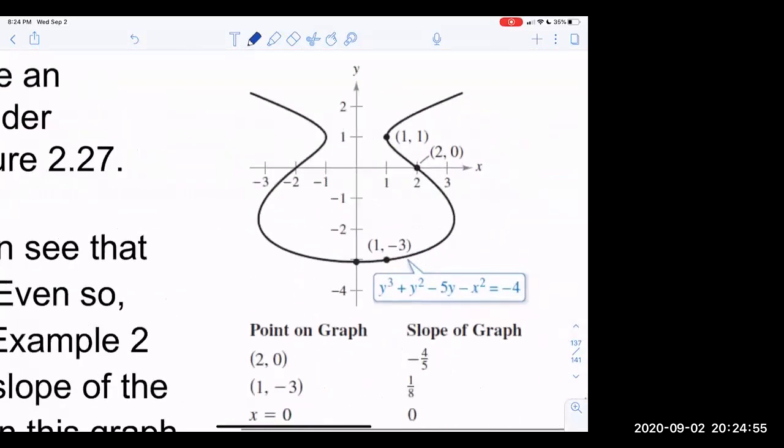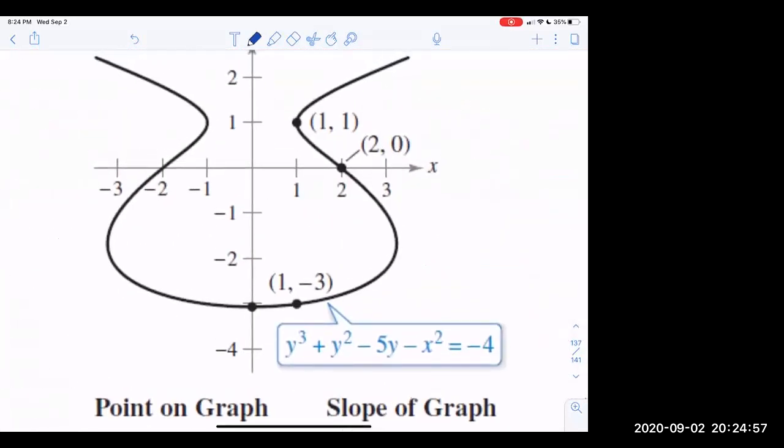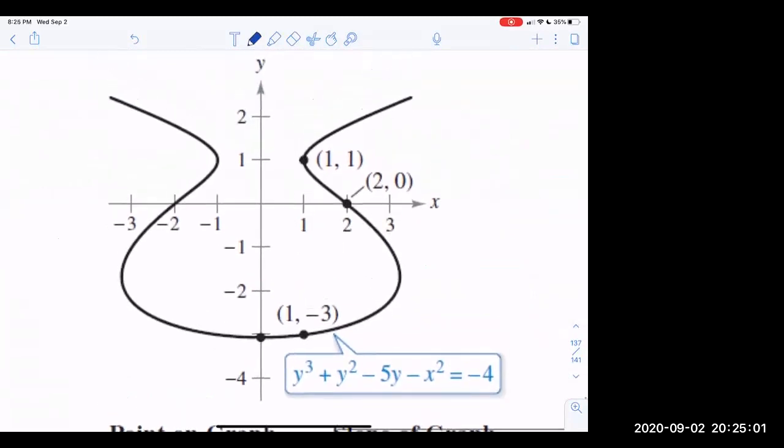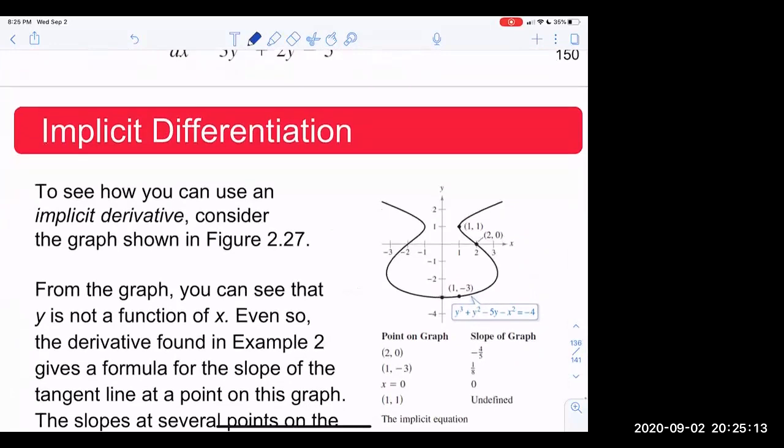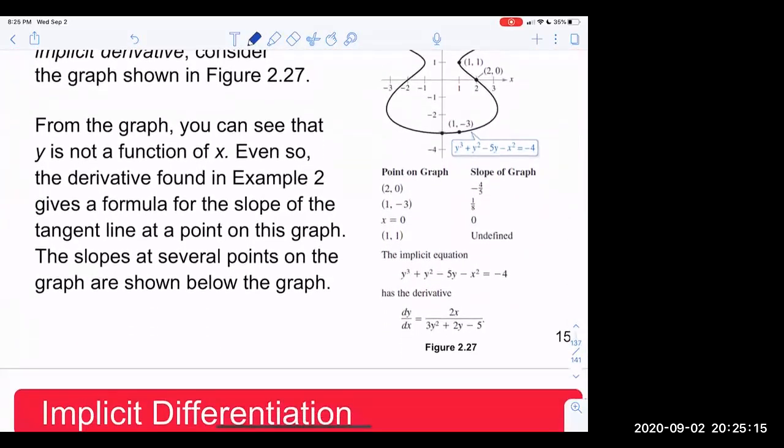So the original equation looked like that. Wouldn't that make a nice vase or something like that? That was the original equation. You can see that is definitely not a function. Fails the vertical line test. But my derivative allows me to calculate the slope of the tangent line to the curve along any point on that function, or on that vase.